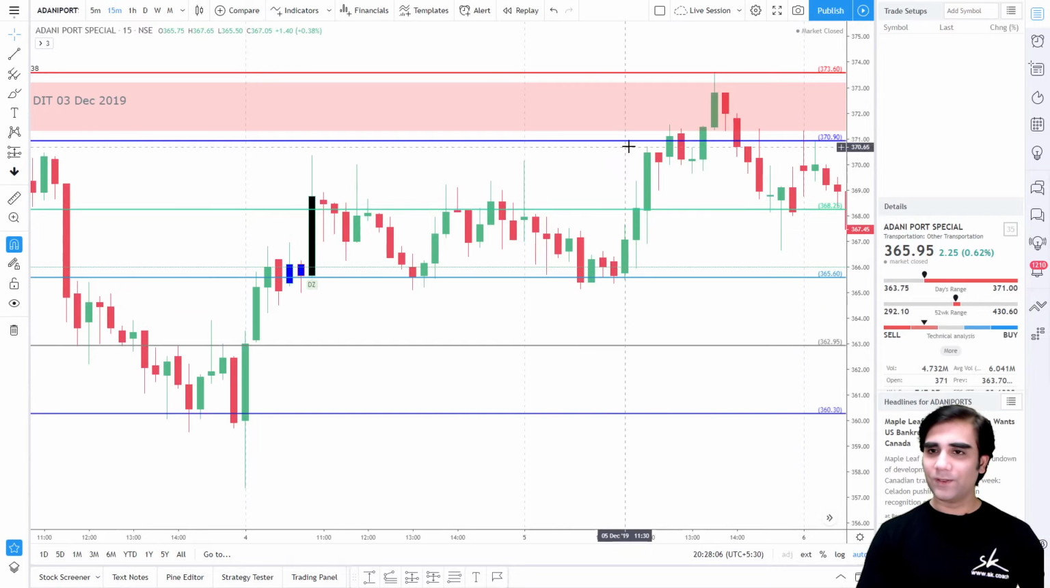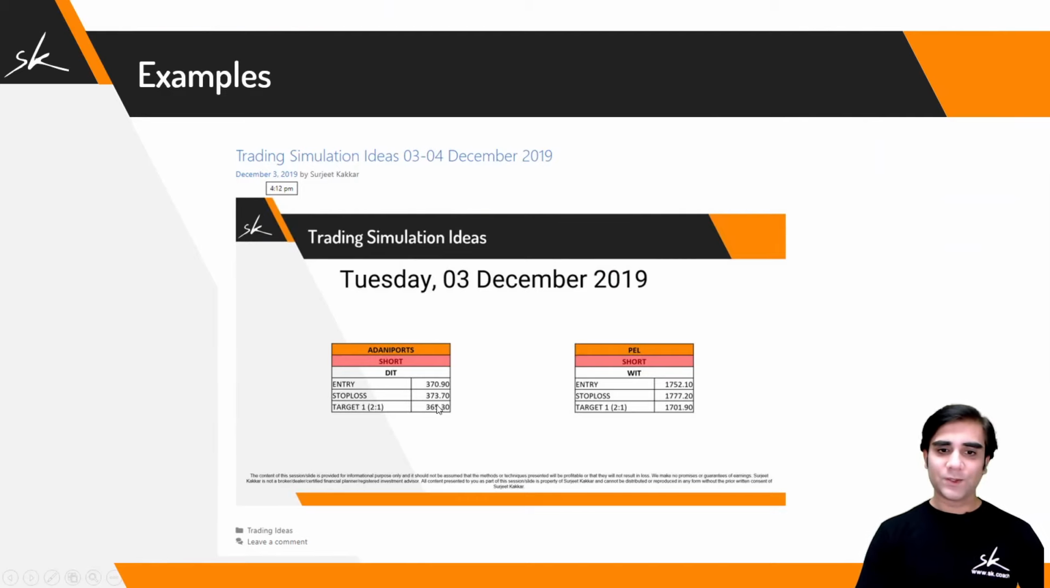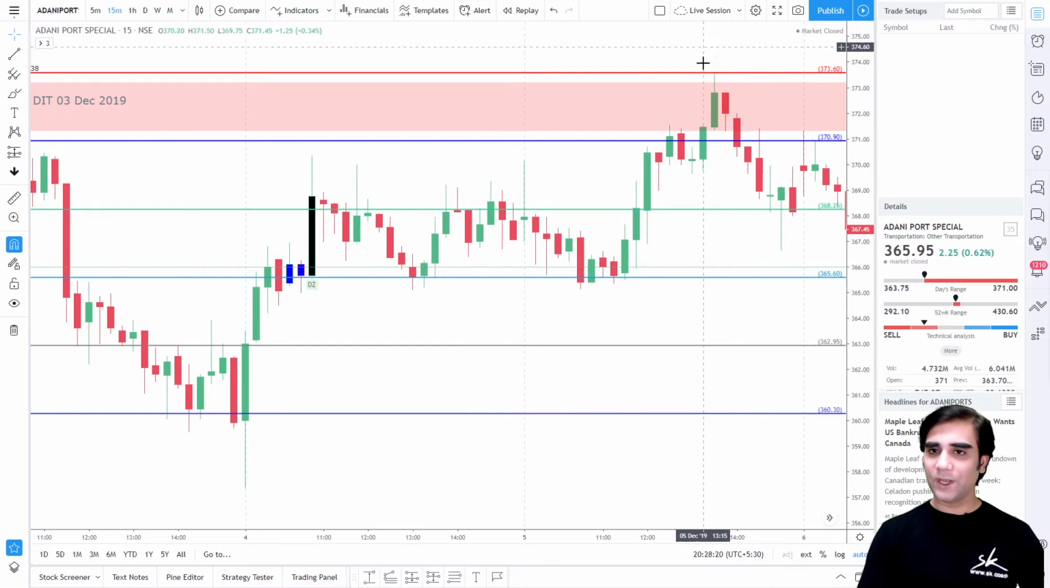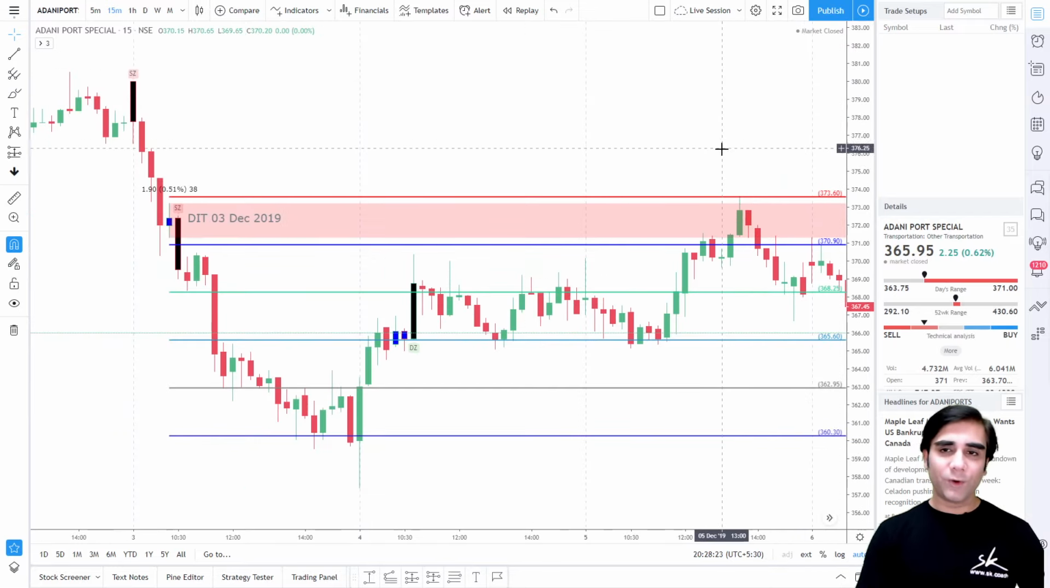So not 10 paise, 20-30 paise, right? So this is 373 point, oops, my bad. That's the entry. So if you talk about your stop loss, it is 373.30, right? You can see the stop loss was 373.70, which is just 10 paise above this. So can you see we were not stopped out?